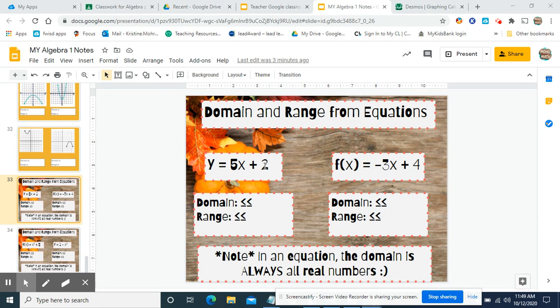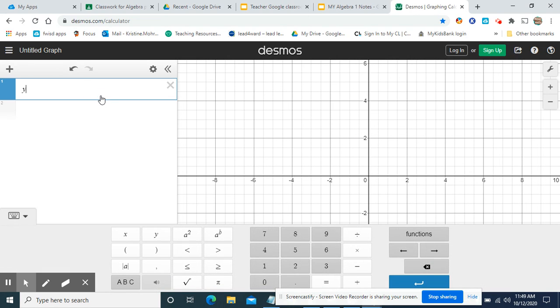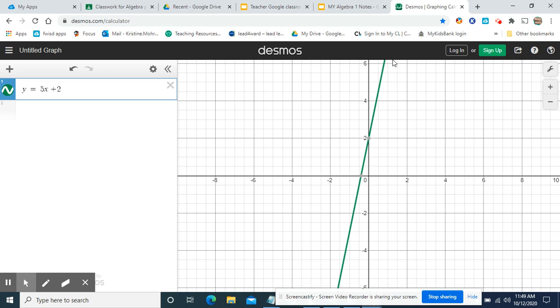So for each equation that we're given, before we look at domain and range, we are first going to look at the equation. So y equals 5x plus 2 is the first one I'm going to do. Y equals 5x plus 2. So let me put this down. We can see we have a straight line.